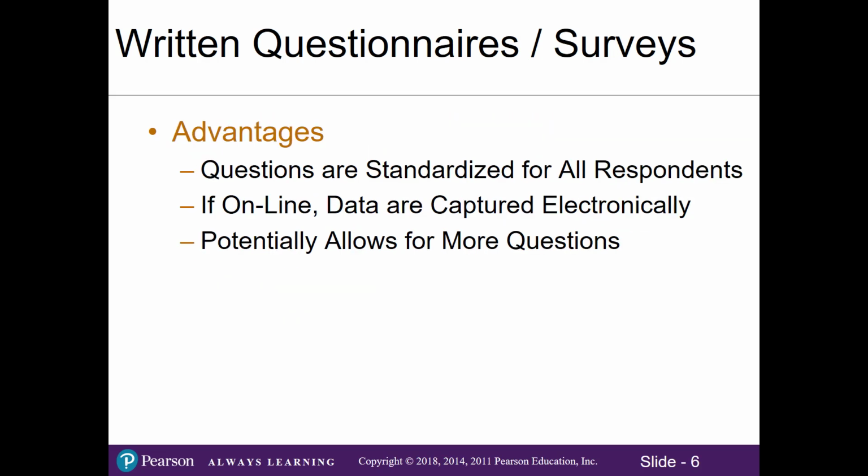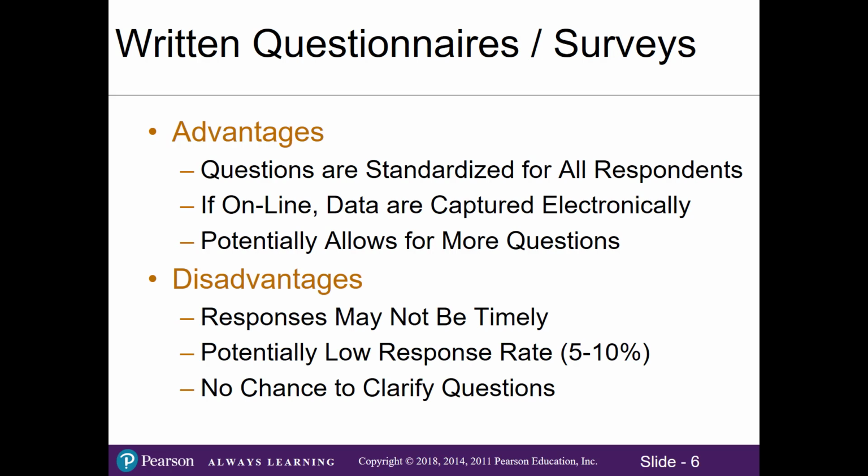Now, some of the advantages are the questions are consistent. Everybody that does the survey gets the same questions. If it's online, you get all the data collected electronically, which makes it much easier to analyze in our different software systems. And it allows for more questions, potentially, because it's easier for people to go through more questions when they have time in front of them via a survey versus over the phone.